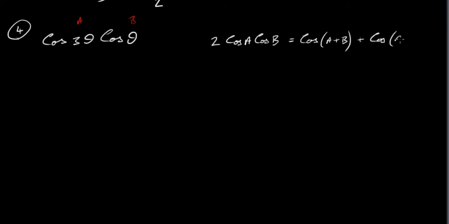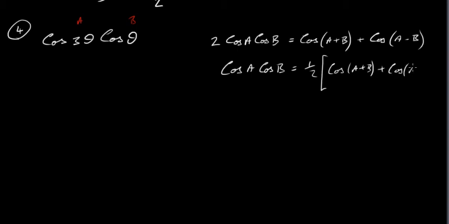Now the thing about this is there is no 2 in front of this, so we need to get rid of this. So all you're going to do here really is just divide across by 2. So this is cos A cos B is equal to a half of all of this, cos A plus B plus cos A minus B. Or we can put a half here and a half here. It depends on what way you want to do it. So this is what we're going to use anyway.